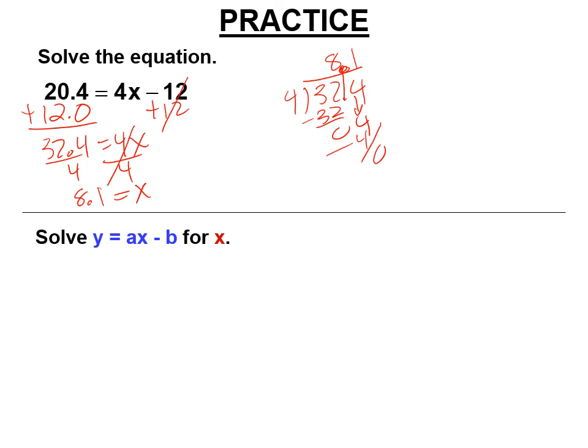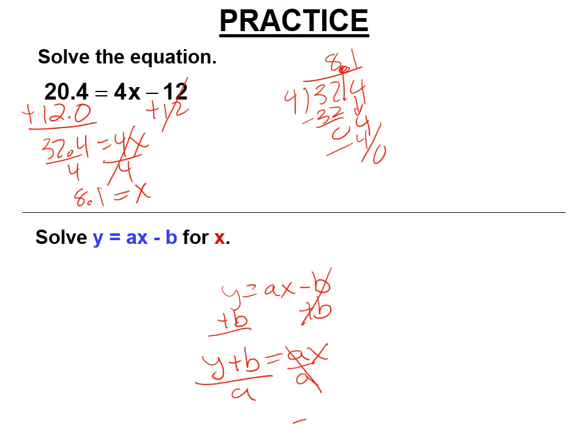Solve y equals ax minus b for x. So it's minus b, we're adding b to both sides. So I got y plus b equals a times x. Now I have to divide both sides by a. And so what does x equal? Y plus b, and there's my lowercase a, divided by a. You have to divide both entire sides by a.